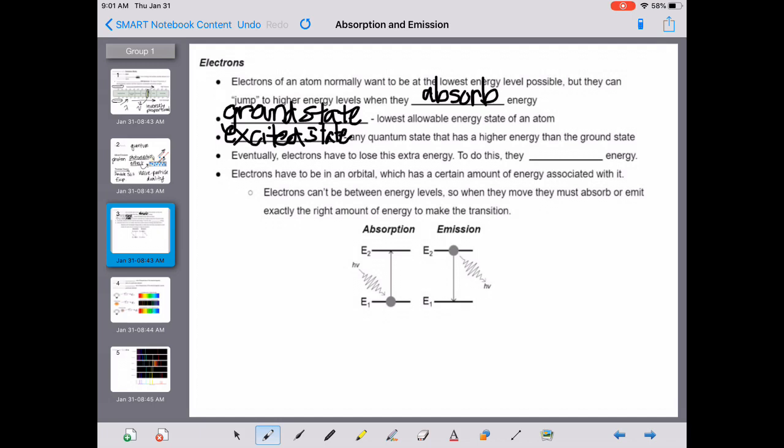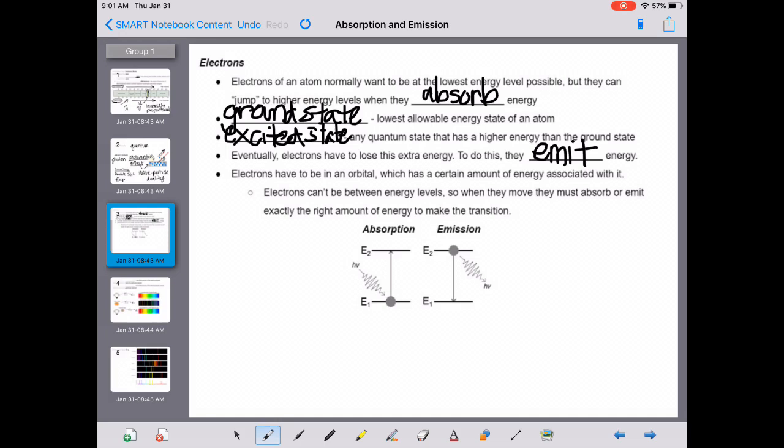But as you can imagine, electrons can't stay excited forever. I mean, you yourself can go run laps around the track if you are really excited, but eventually you lose all this extra energy and you fall back to your lazy state or your ground state. And so when electrons lose this extra energy, we say that they emit, E-M-I-T, energy.